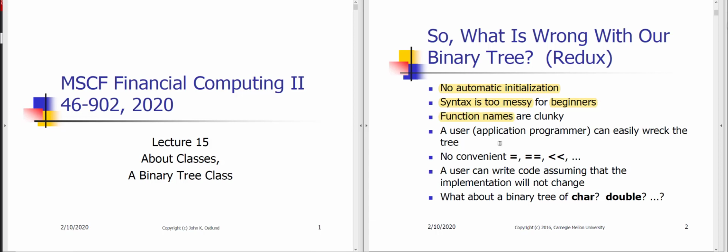The function names are sort of awful. We have things like make empty binary tree and binary tree delete and so forth. We'd rather just be able to have a binary tree object and say delete or copy with much simpler and less clunky names.